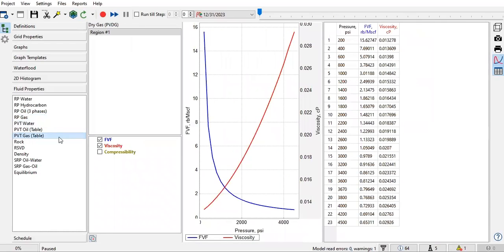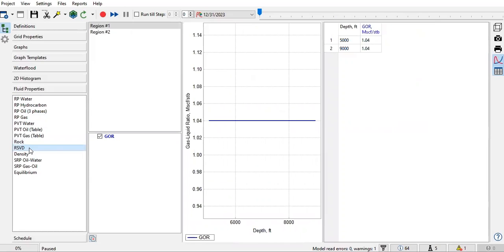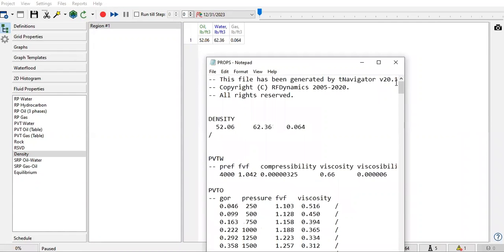This is PVT for the gas, and then rock compressibility, RSVD, okay, RS versus depth, RS, of course, the GOR, gas oil ratio. Density, okay. We define density for the 3 phases, oil, water, and gas on the data set previously we checked, which is here. Density, right, for oil, water, and gas.